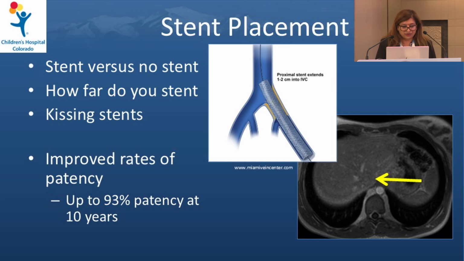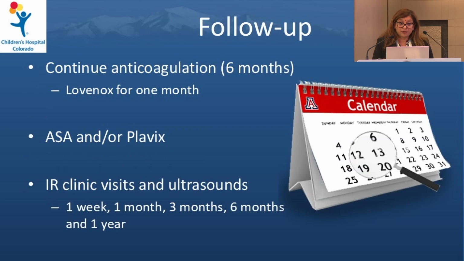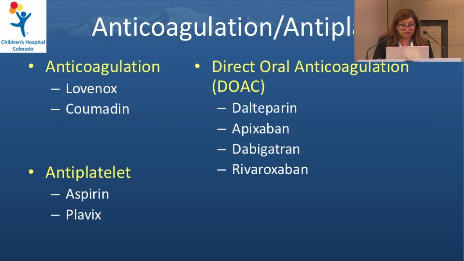So we can say that we do have rates of patency up to 93% at 10 years. For follow-up, these patients continue their anticoagulation for about 6 months. We tend to do Lovenox for the first month because it has an anti-inflammatory effect. We add aspirin and Plavix to the mix when we've stented and or for very difficult recanalizations. I use Plavix as well. And we follow them closely with clinic visits and ultrasound.